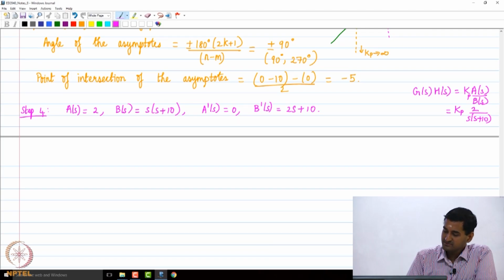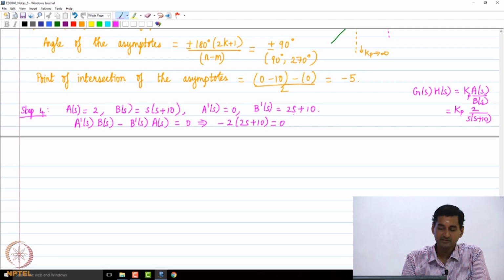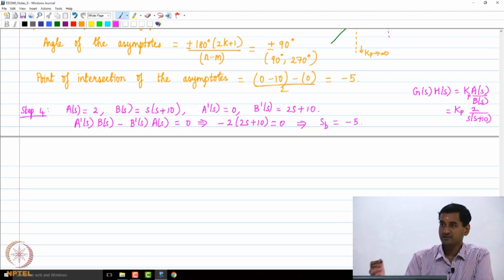Okay. So, this will lead to the following. We need to solve the equation A'(s)B(s) minus B'(s)A(s) equals 0. This will just give us minus 2 times (2s plus 10) equals 0. That will immediately give us a potential breakaway point at minus 5. We are not done yet.